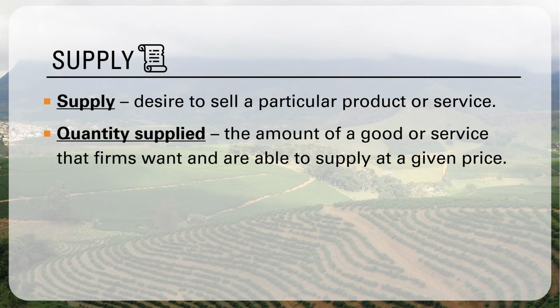The quantity supplied is the amount of a good or service that firms want and are able to supply at a given price. So once again, quantity supplied talks about numbers. How much are firms willing to produce of a certain good? For example, like coffee beans, how much is a producer, like a farm in Brazil, willing to supply? How many coffee beans are they willing to supply given a particular price?